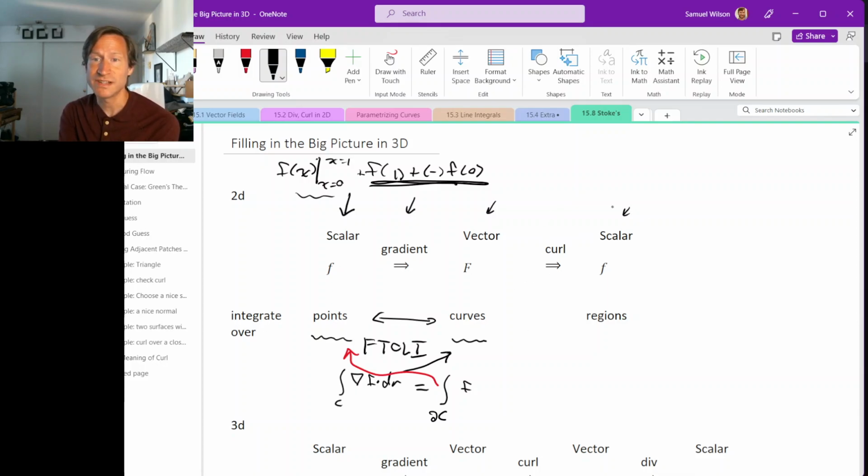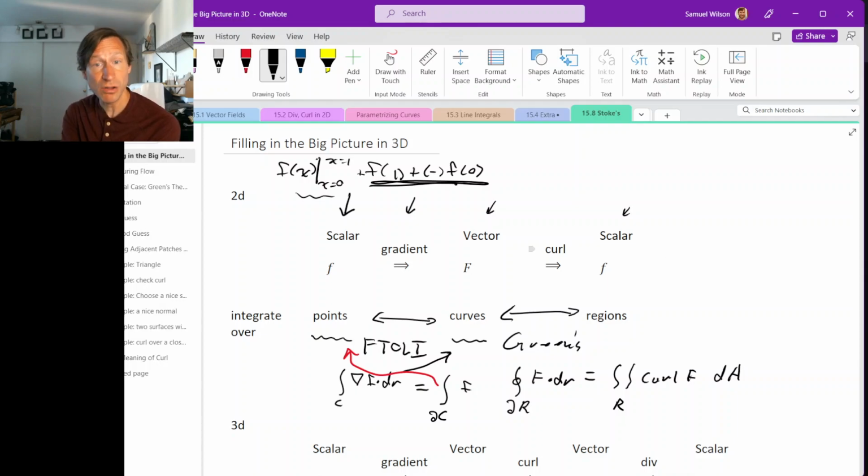We can also integrate scalar functions over regions, and there's a relationship between these 2. This is Green's theorem. Green's theorem says that the integral around the boundary of a region of F dot dr, an integral around a closed curve, of course, is equal to the double integral over the interior of the region of the curl of the vector field dA.